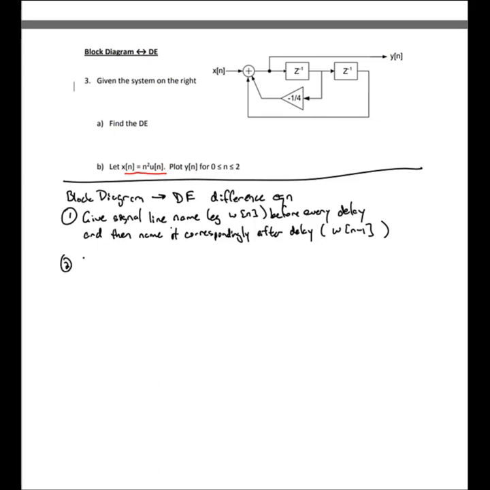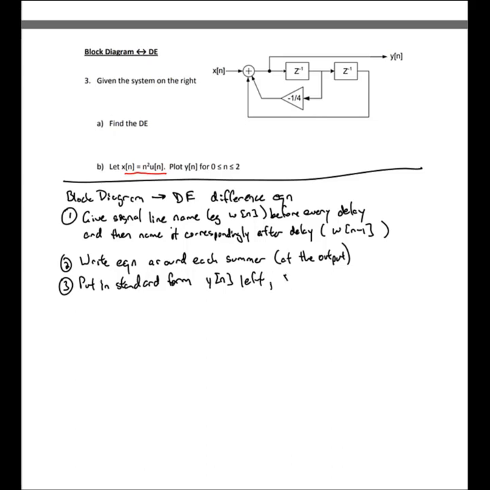Now, once you've done that, you're going to write an equation around each summer. Say at the output, and you'll sum the inputs. It's almost like, this looks a lot like doing a KCL. It's almost like doing a nodal. And then put in standard form. And in standard form, what I'm talking about is putting y of n on the left and x of n's on the right.